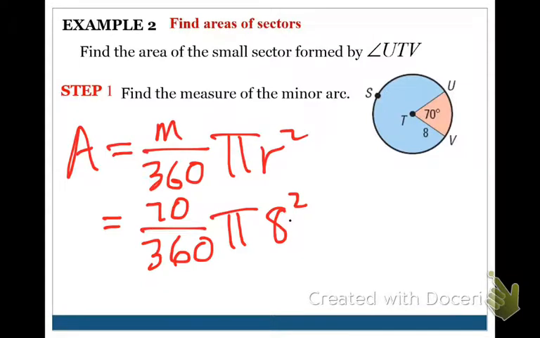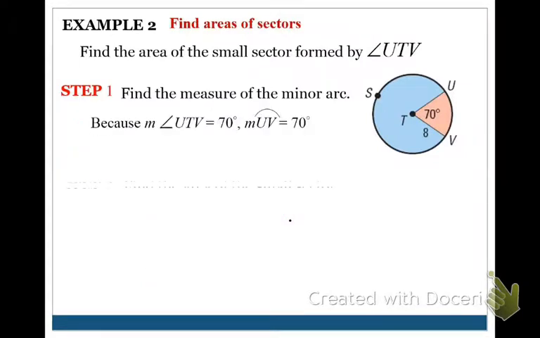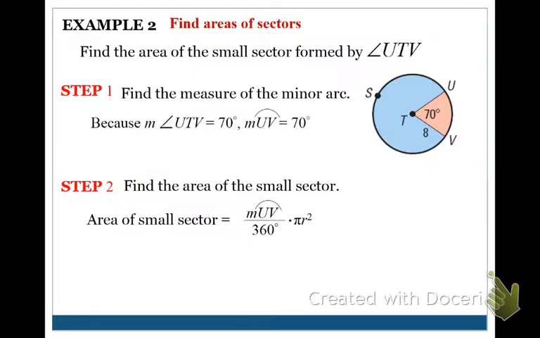All right, here's the answer you should get: $39.10. Your answer would be in units squared because they don't give a unit, so you would write units squared. Questions?